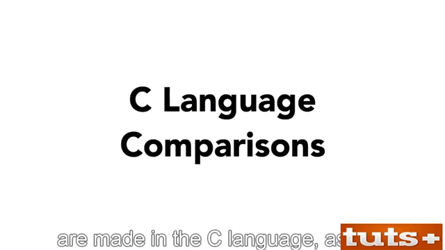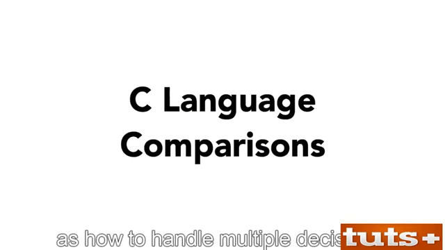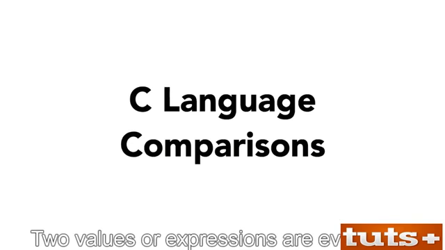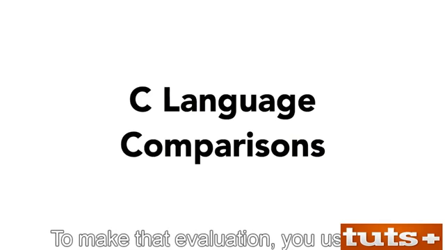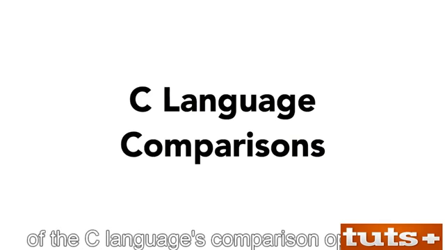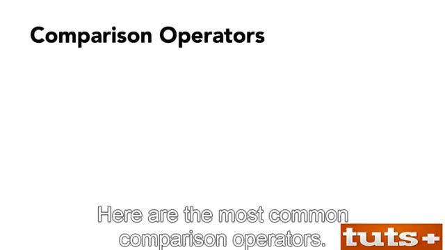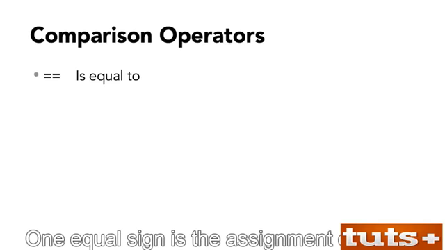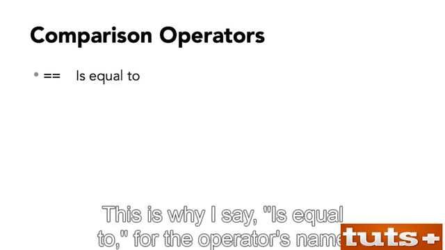Before you can use the if keyword, you must understand how comparisons work in C. Two values or expressions are evaluated. To make that evaluation, you use one of the C language's comparison operators. Here are the most common comparison operators. Is equal to, which you'll note is two equal signs. One equal sign is the assignment operator. This is why I say is equal to for the operator's name instead of is equal or equals.